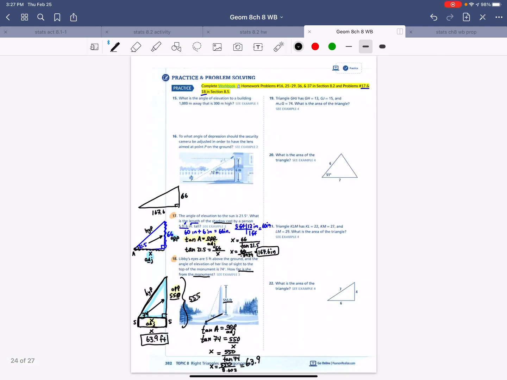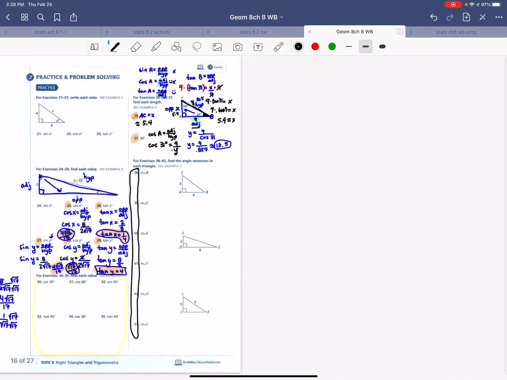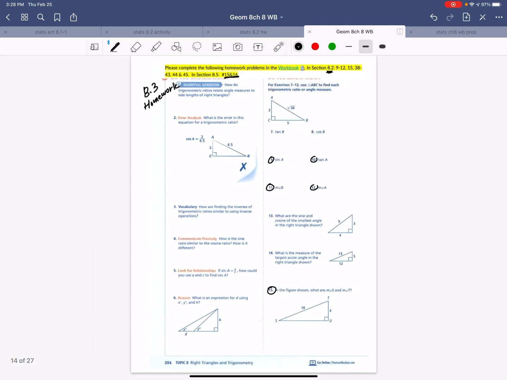So we did 17 and 18 for homework last time, and we're going to do 15 and 16. We need to make sure we get those questions right. We don't want to miss them. So let's do it. Back to question number 9, all the way back here, right?